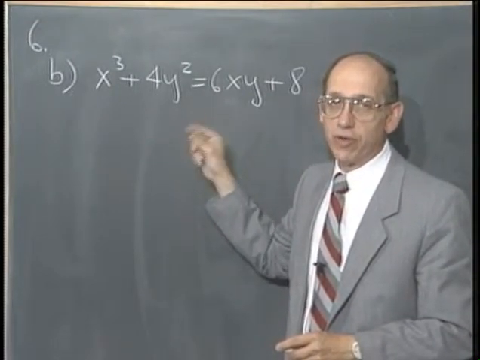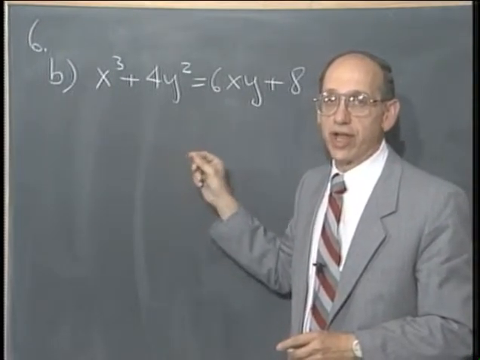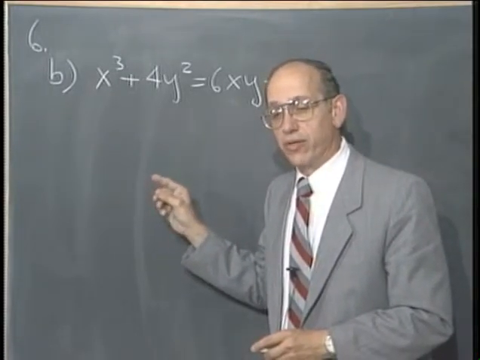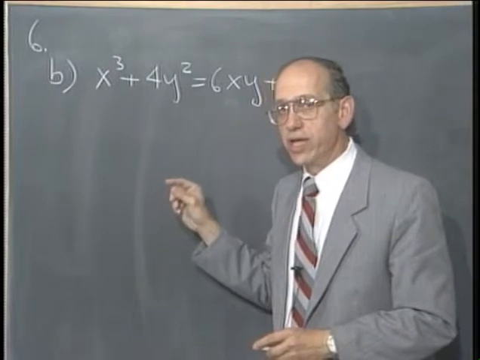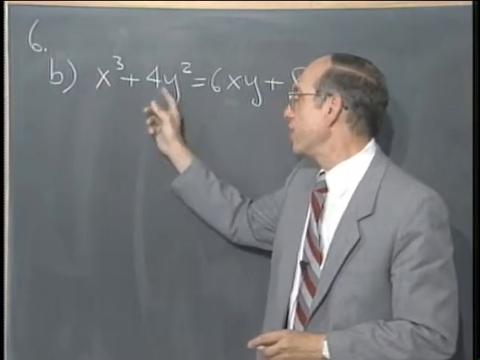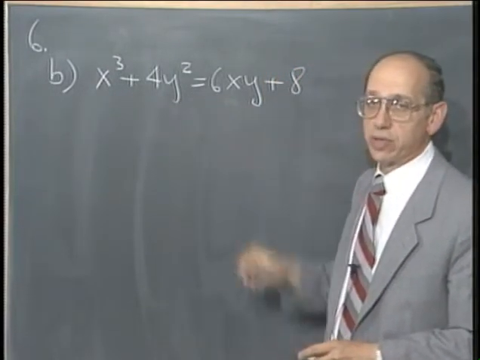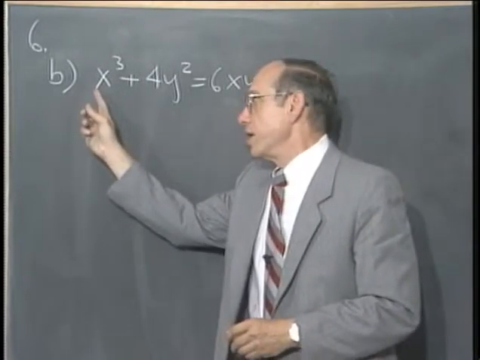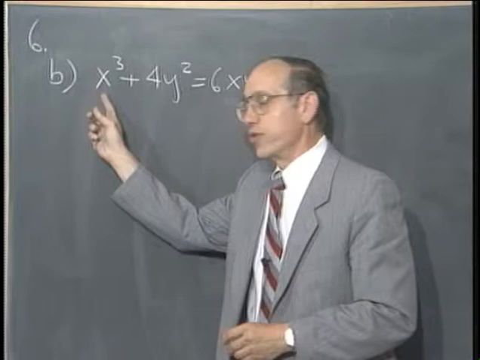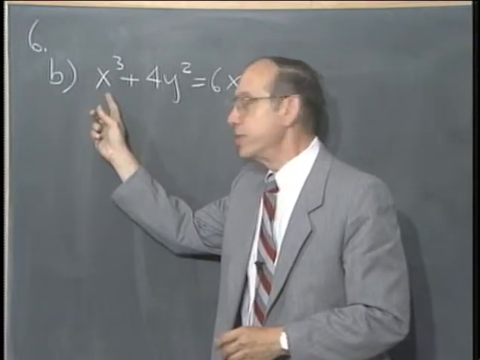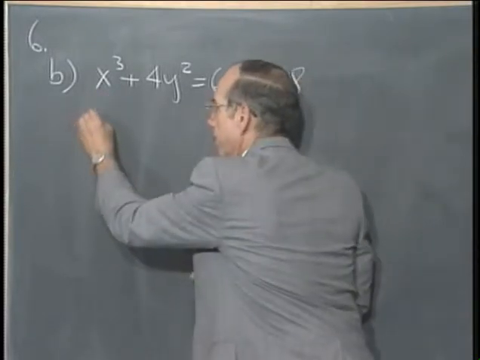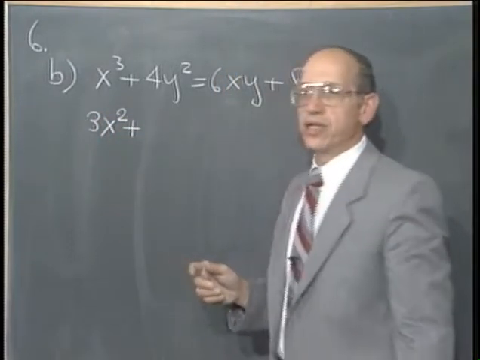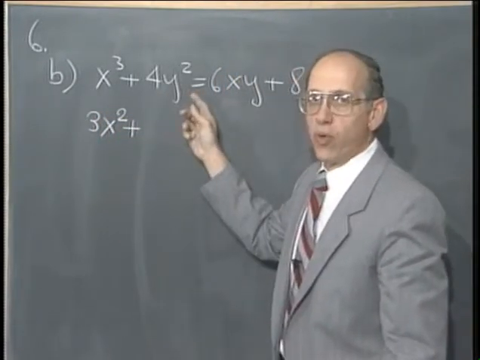I'm going to take the derivative of this expression so that I can find the slope of that tangent line. Now, the derivative I'm going to have to do implicitly. I wouldn't try to solve this equation for y in terms of x explicitly. Taking the derivative, we start with the first term. The derivative of x cubed is 3x squared plus the derivative of 4y squared.